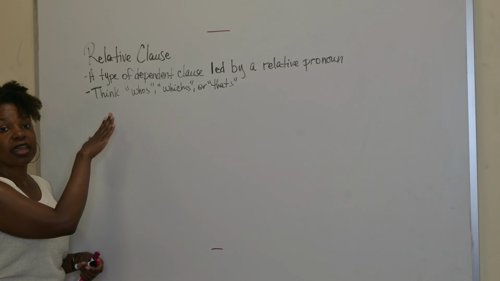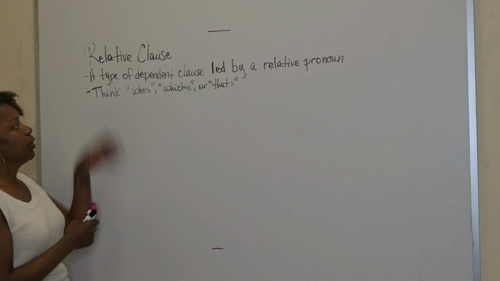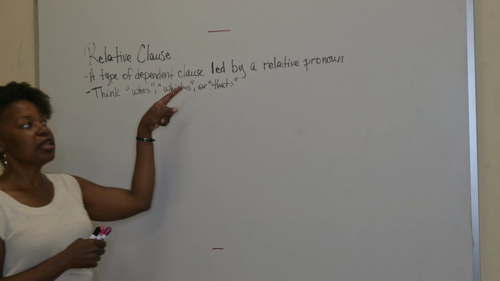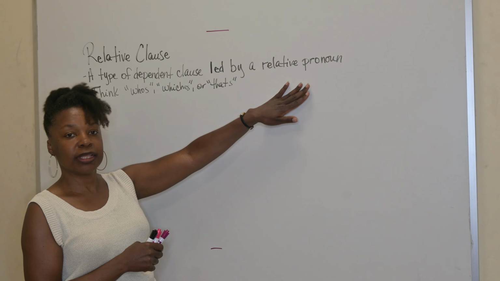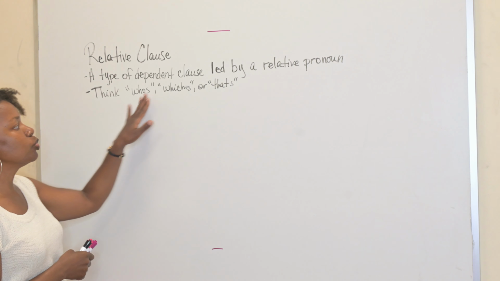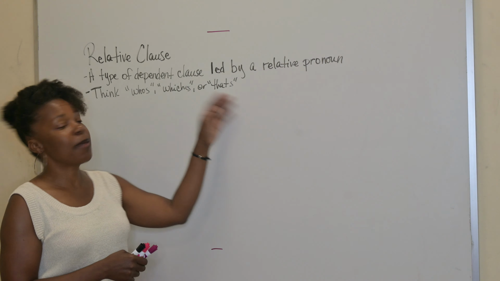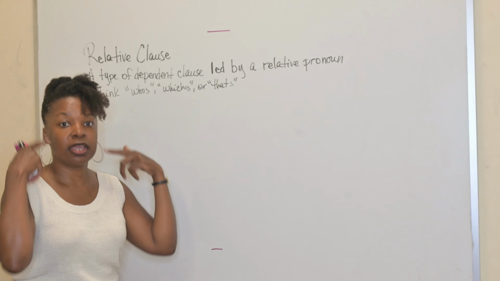All right, so now we're going to take a look at the relative clause. The relative clause is a type of dependent clause led by a relative pronoun. When you think relative pronoun, think whose, whiches, and that's. Okay, whose, whiches, and that's. And it's only formatted this way as an auditory mnemonic.